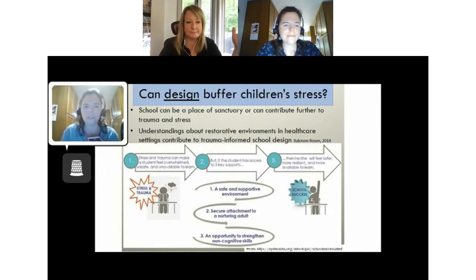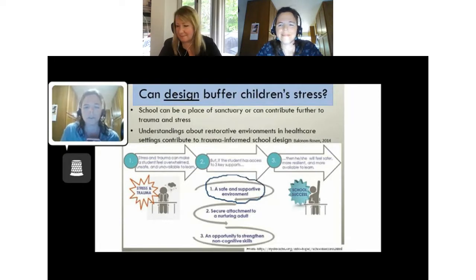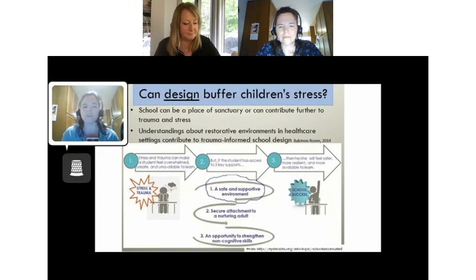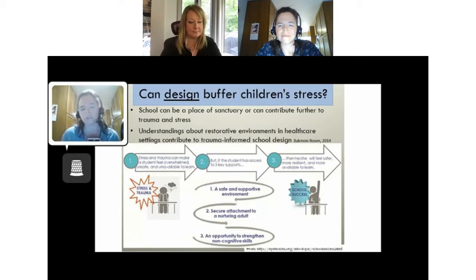And the goal here is to try to make a safe and supportive environment as one of the steps of the process. When there's a safe and supportive environment, the child or youth is able to create secure attachments to a nurturing adult, and the stress and trauma neurohormonal responses of overwhelm and unavailability to learn are diminished. Learning the soft non-cognitive skills of coping and ability to self-soothe and self-regulate put the child and the youth into a place of school success and feeling safer.